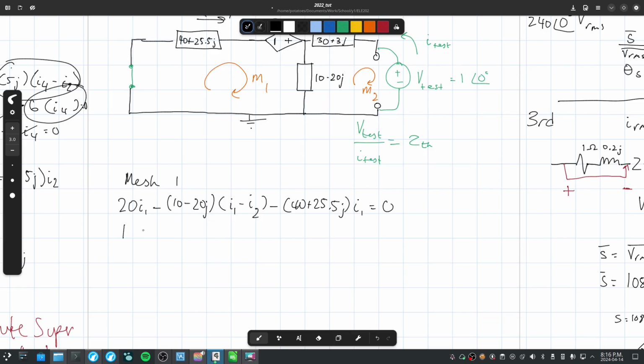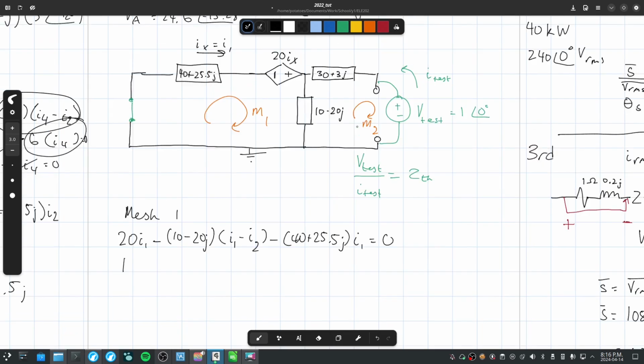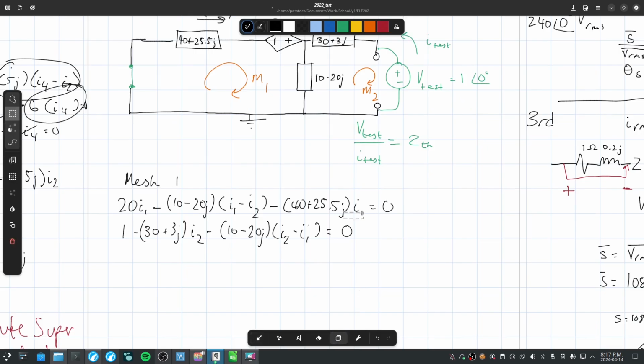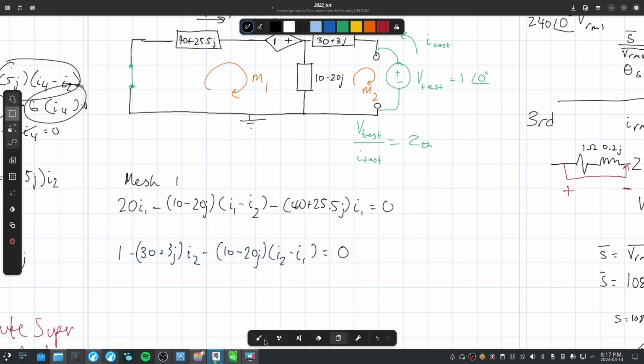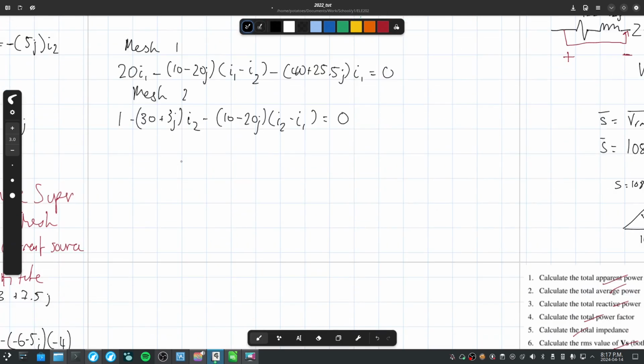The second block here, so it's going to come out of this V test, so that's 1 minus 30 plus 3j, put that in brackets, I2, it doesn't share it with anything else, minus 10 minus 20j, I2 minus I1, because it's fighting I1 for the current running through here. And that's it, is equal to 0. That's mesh 2. See, that's it. It's real simple.